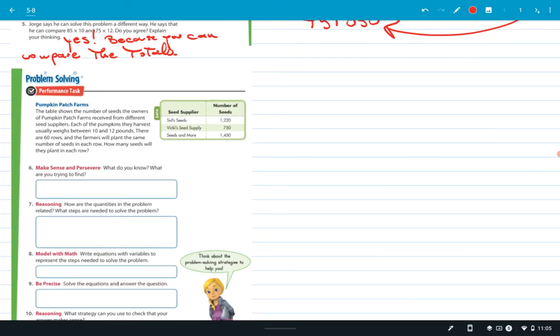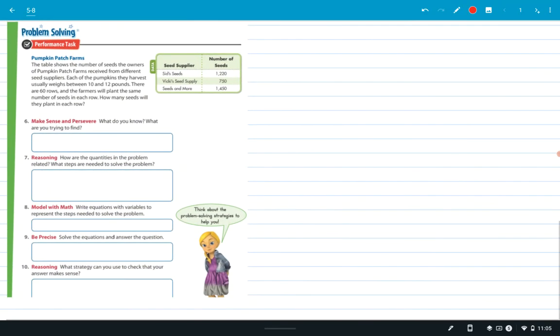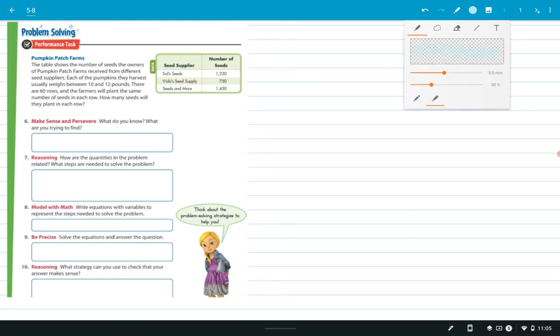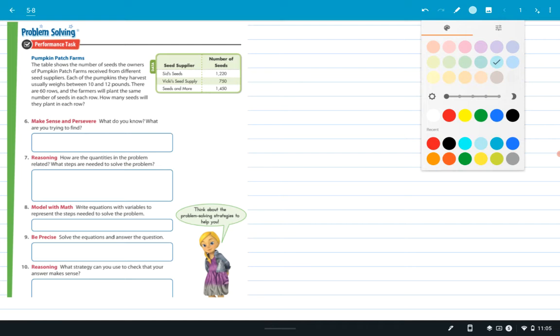And then problem solving, the last word problem for you guys to do, pumpkin patch farms. Okay, here we go. It says the table shows the number of seeds the owners of the pumpkin patch farms receive from the different suppliers or seed suppliers. And before I forget here, I'm gonna change to a highlighter.